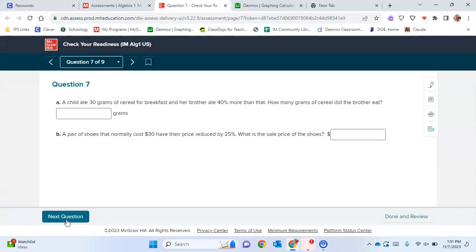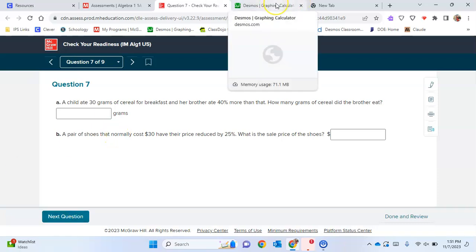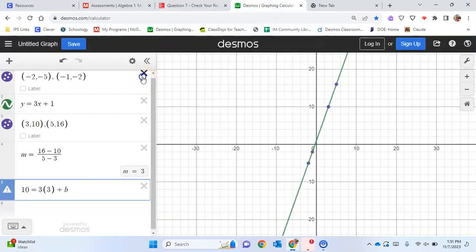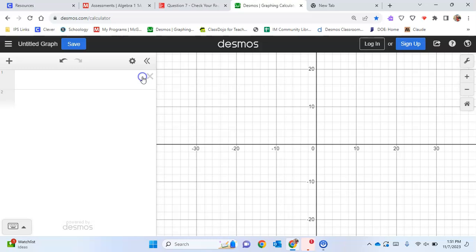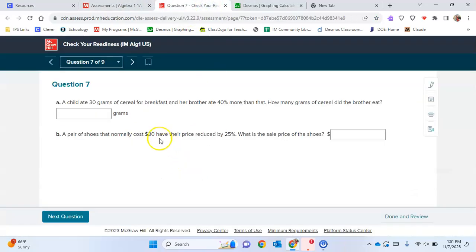Question 7. A child ate 30 grams of cereal for breakfast, and her brother ate 40% more than that. How many grams of cereal did the brother eat? All right. So they ate 30 grams of cereal. He ate 40% more than that. So the one is the 30 grams, and the 40% more would be 0.4. You can see that's 42.